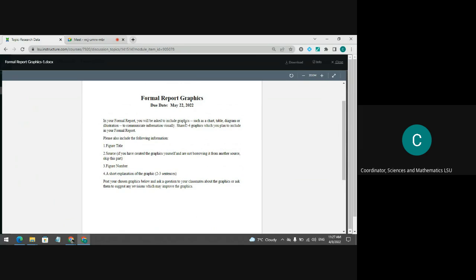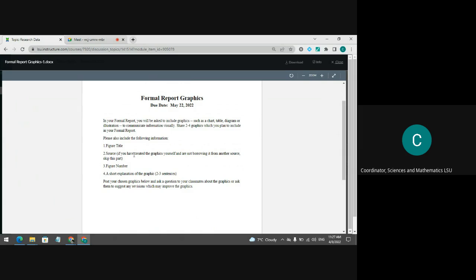Okay, these graphics include the charts, tables, diagrams, or illustrations to communicate the information that you had gathered visually. So you share 2 to 4 graphics which you plan to include in your formal report, since you will be doing your research about the usefulness of binaural beats and isochronic tones to meditation.